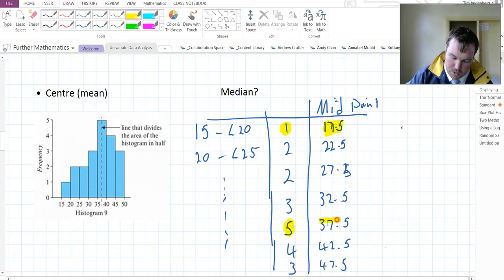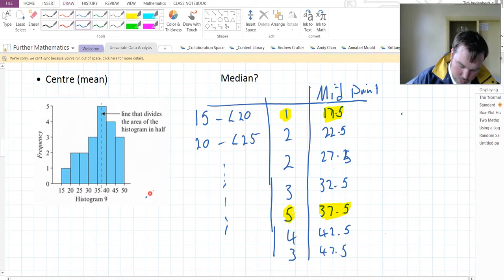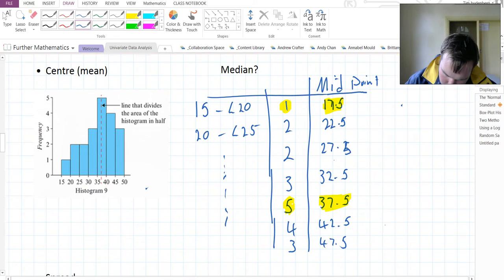We're saying that 5 people scored 37.5. Now that's not true. We know that 5 people scored between 35 and 40. We don't know where exactly they are, so we just guess, well, they're all 37.5. And then what we do to work out the mean from here is we calculate the mean of all of these. So you can do this very quickly on your CAS. And I'll bring up the CAS and show you.